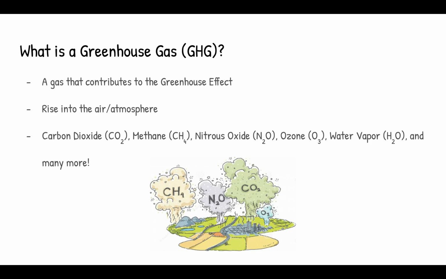So first, what is a greenhouse gas, or a GHG? A greenhouse gas is a gas that contributes to the greenhouse effect. They are in the air and they rise into the atmosphere. Some prevalent ones include carbon dioxide, methane, nitrous oxide, ozone, water vapor, and there are also many others. For example, carbon dioxide, methane, and nitrous oxide can come from the burning of fossil fuels or coal and power plants, while methane specifically can also come from livestock such as cows and other red meat.